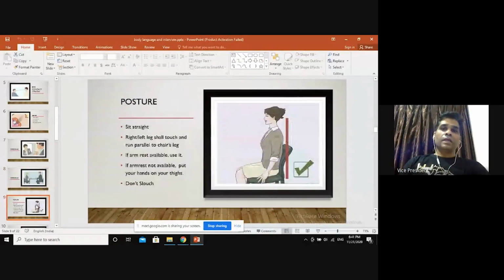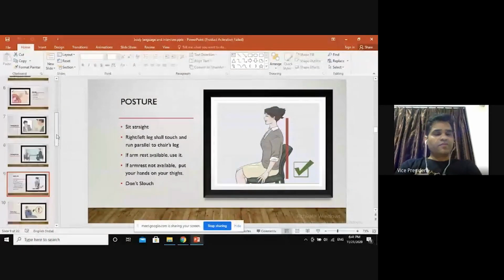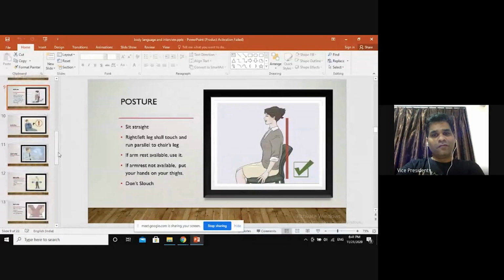Okay, so this is a major thing, the posture. When you first go into an interview panel, you will find that half the time there is already fear: I don't know what questions the person will ask, how the interview will go, whether I'll be able to crack it or not.